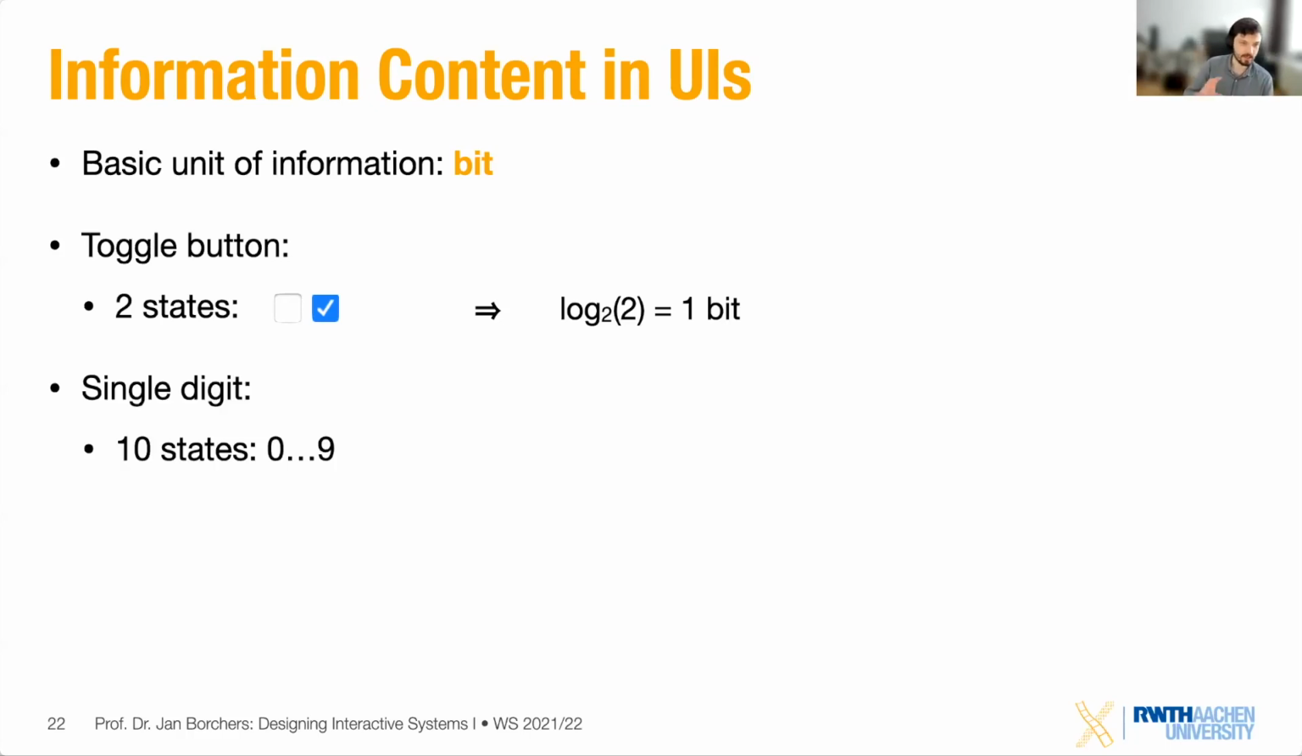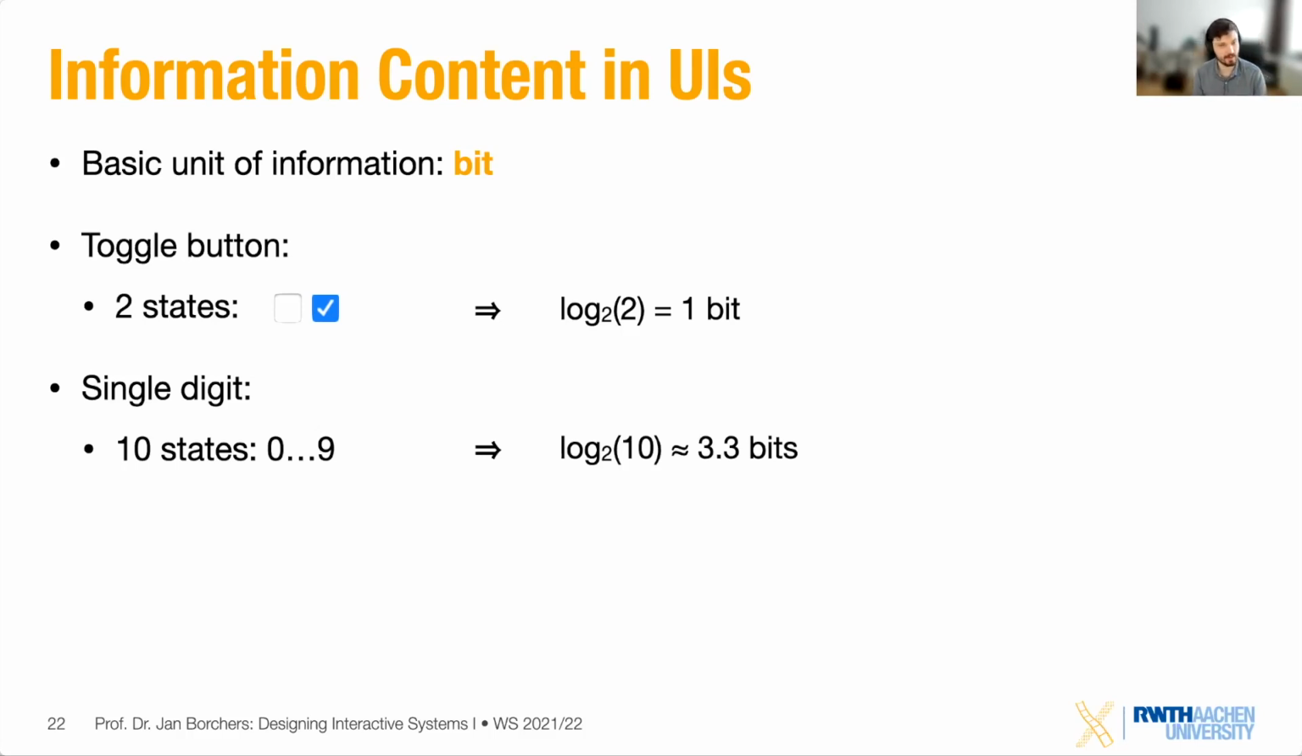And this you can also do for different things. So if you have, for example, a simple digit, this digit could be 0, it could be 1, it could be 2, it can be every number until 9. I hope this is clear. And thus we have 10 states. And if we want to know how much information this is, we put this into the logarithm again and have approximately 3.3 bits there, because 2 to the power 3.3, it's approximately 10.